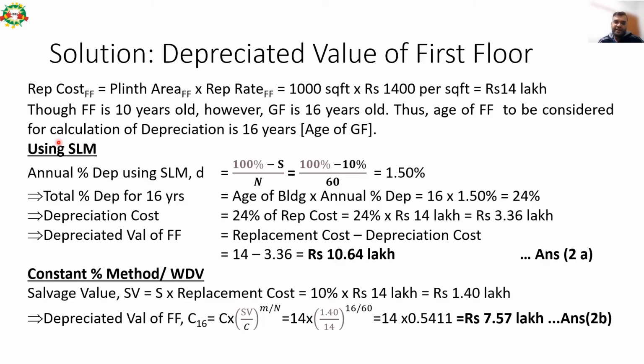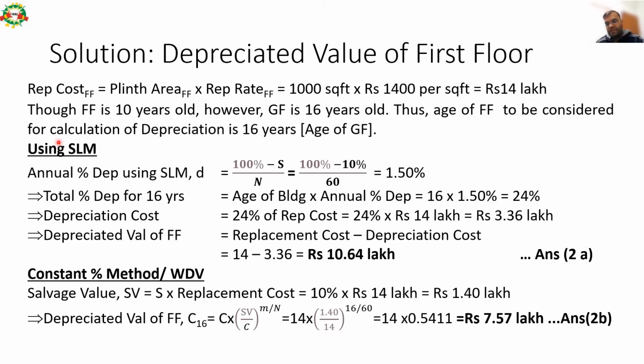Though the first floor is 10 years old, this is a trick, a catch in this question. Here the first floor of the building is 10 years old. However, since the ground floor was constructed 16 years back, the total age of the first floor to be considered for calculation of depreciation is 16 years. Please note it down and don't commit a mistake. The 10 years is given just to confuse you, just to check your domain knowledge and expertise. So the examiner has given this 10 years of data just to misguide you.